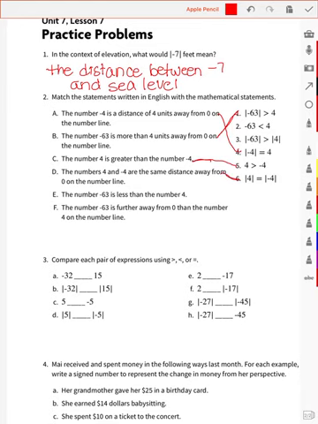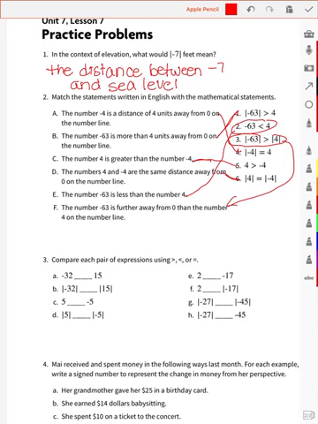E, the number -63 is less than the number 4. Okay, that's this one, number 2. And F, the number -63 is further away from 0 than the number 4 on the number line. And that's the only one left, but it is that one. So F is number 3.